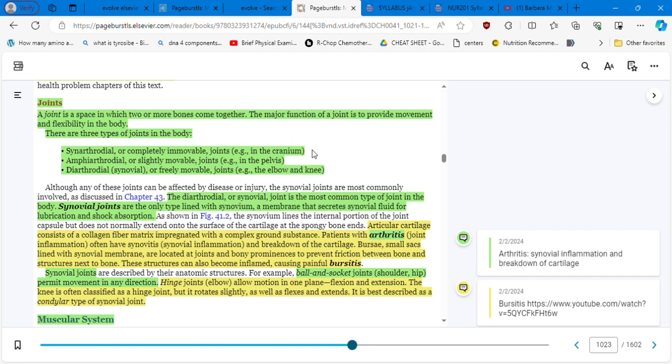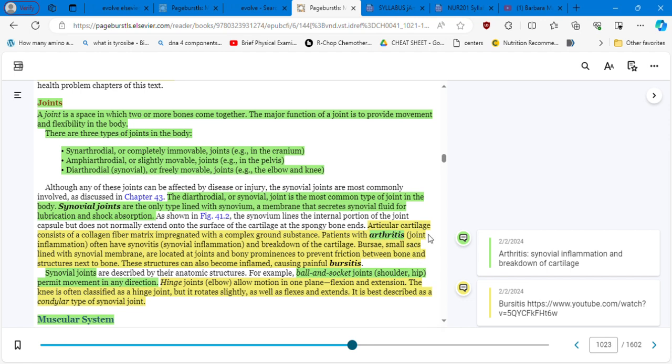The prefix syn means together, okay? Then you have the amphiarthrodial or slightly movable joints in the pelvis, okay? And the diarthrodial or freely movable, the elbow and the knee. The diarthrodial or synovial joint is the most common type of joint in the body. Synovial joints are the only type lined with synovium, a membrane that secretes synovial fluid for lubrication and shock absorption.